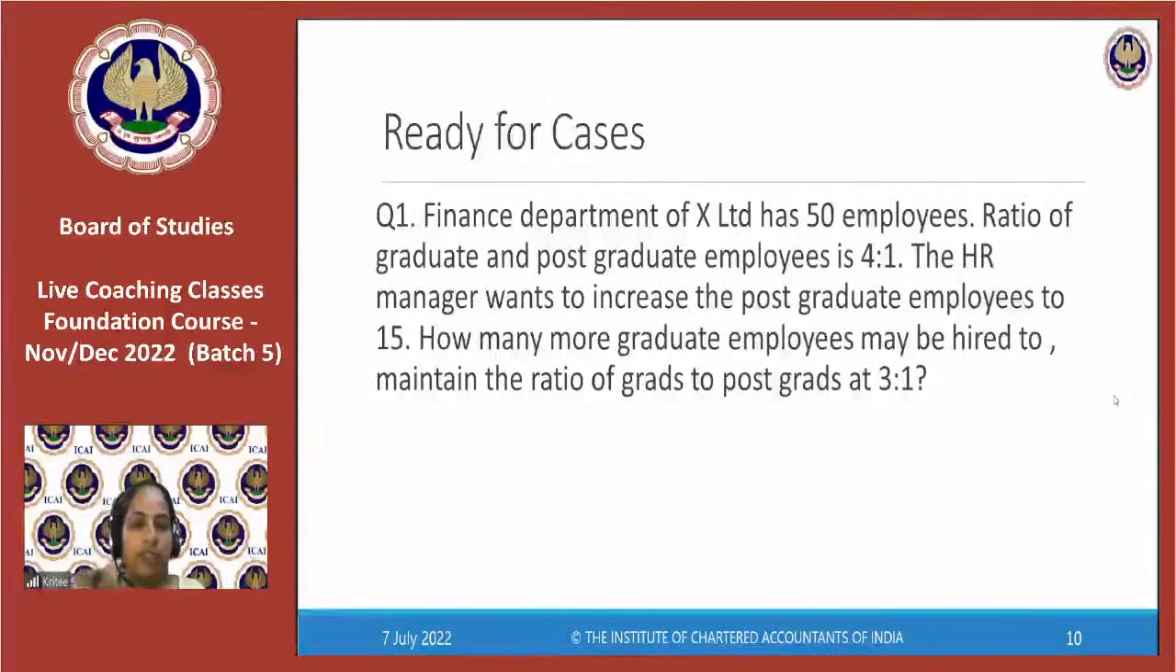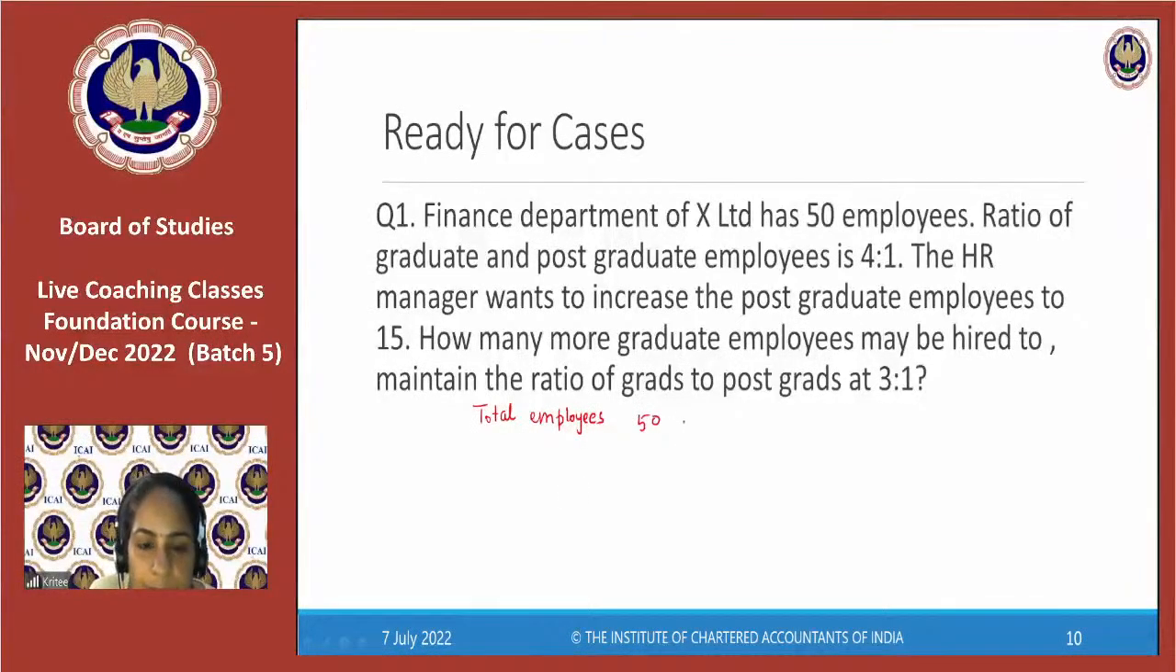So this question says, Finance Department of X Limited has 50 employees. Ratio of graduate and postgraduate employees is 4:1. Then the HR manager wants to increase the postgraduate employees to 15. How many more graduate employees may be hired to maintain the ratio of grads to postgrads at 3:1? See this. Finance Department of X Limited has 50 employees. So the total employees are 50.